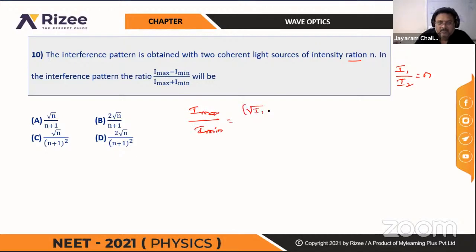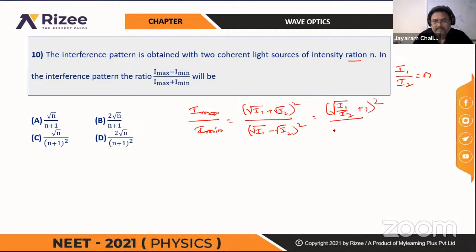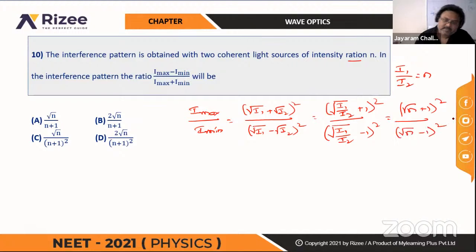Directly I can write it as root I1 plus root I2 whole square by root I1 minus root I2 whole square. Take out I2 common and substitute. So it will become root over I1 by I2 plus 1 whole square by root over I1 by I2 minus 1 whole square. This can be written as root n plus 1 whole square by root n minus 1 whole square. Now we have got I maximum and I minimum.